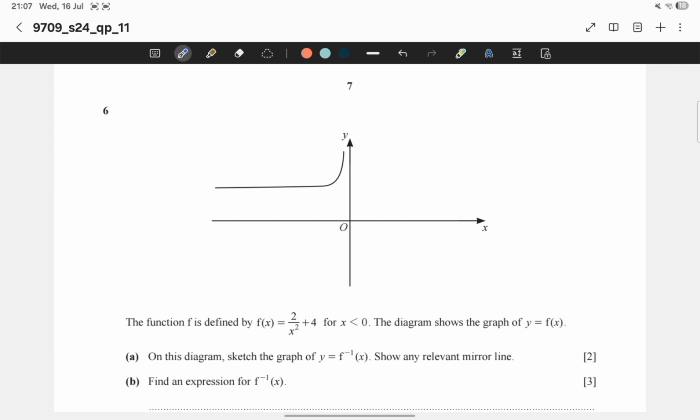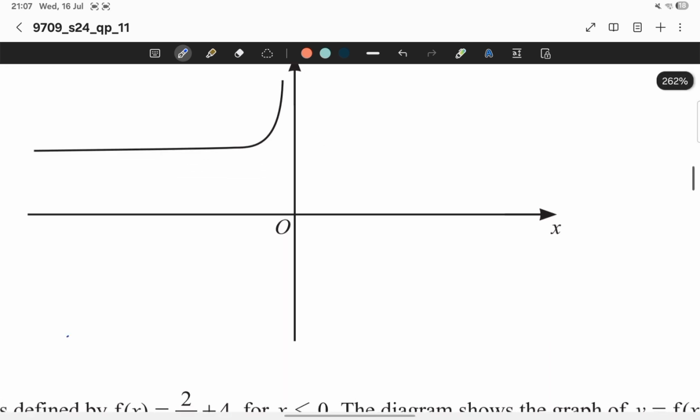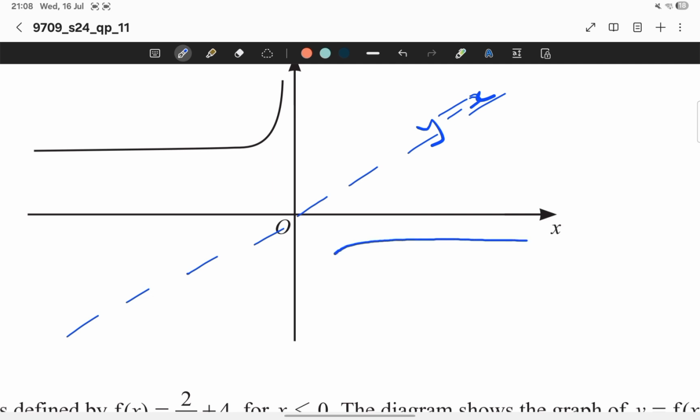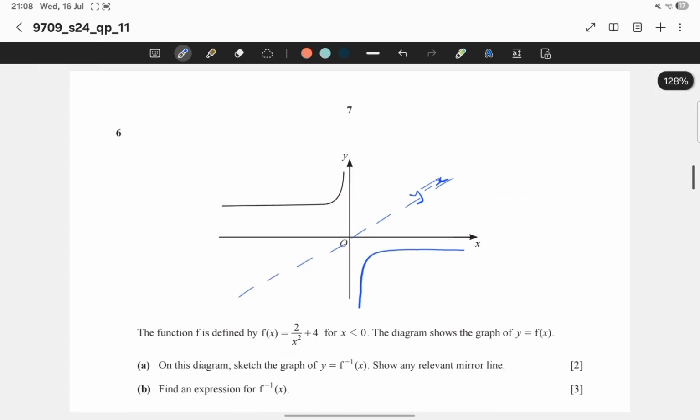And we know that the graph of f of x and its inverse is a reflection of each other in the mirror line y equals x. So that's the relevant mirror line that they are talking about. So if we're reflecting this in y equals x, it will look like this, right? And that should be our answer for part A, right?